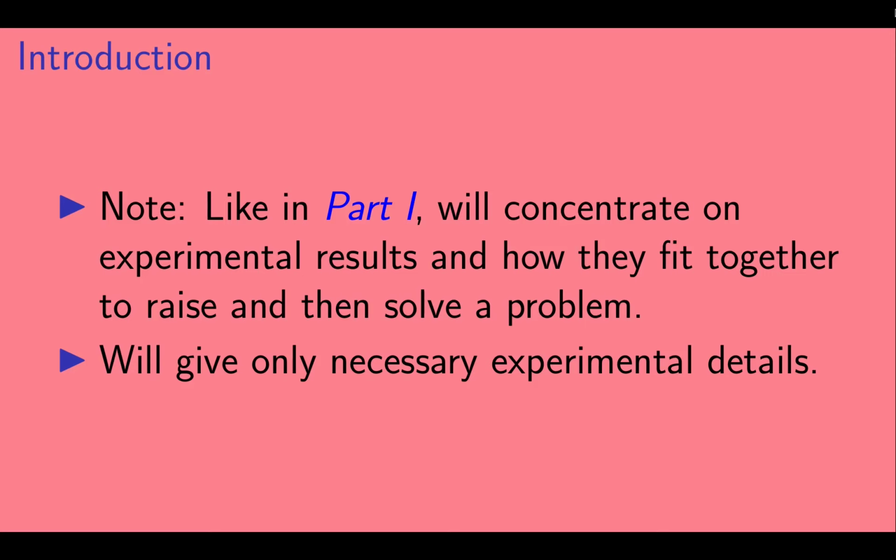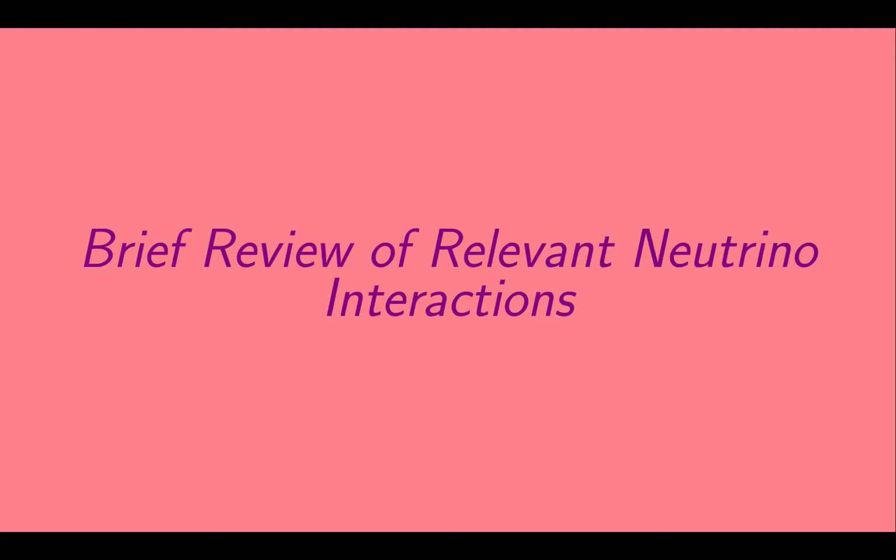I should point out that, like in Part 1, we're going to concentrate only on the experimental results and how they fit together to first raise and then solve the solar neutrino problem. We're going to be very light on experimental details. Okay, so let's start with a very brief reminder of the relevant neutrino interactions. For a slightly longer description, check out Part 1.